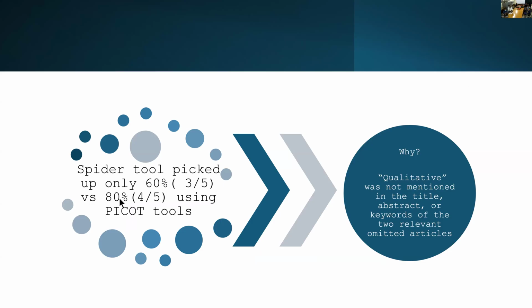But on the other hand, if you see, out of the 5 relevant articles, SPIDER only picked up 3, whereas PICO picked up 4. Why did this happen? Because when we did that search tool, we put AND R. That means only titles which had qualitative were picked up. So if, in your title and abstract, the authors of the paper had not written that it was a qualitative study, that article was excluded using the SPIDER tool.